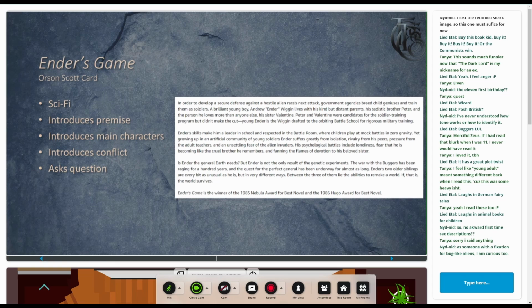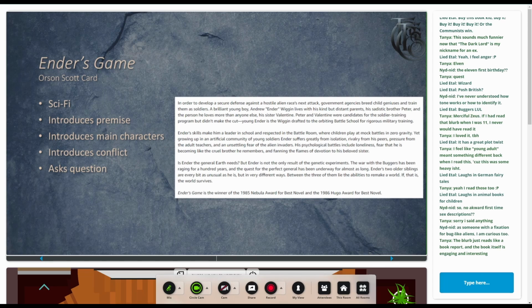The conflict here is mostly described as internal, though it does suggest that there is conflict with these buggers, I guess. And it does, in fact, ask a question. It's kind of asking the question of, can Ender do all of this? And can he and his siblings save/remake the world and make it better or not? So those are some questions that were asked in this blurb.